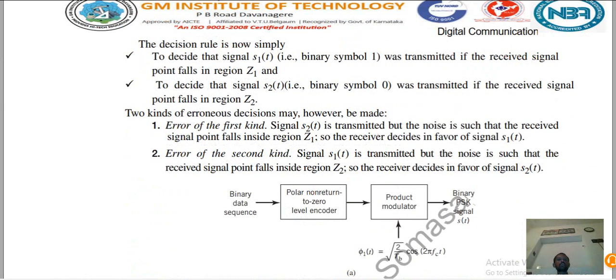The decision rule is now simply to decide that the signal S1 of t, or binary symbol 1, was transmitted if the received signal point falls in region Z1. And to decide that the signal S2 of t, that is binary symbol 0, was transmitted if the received signal point falls in region Z2.